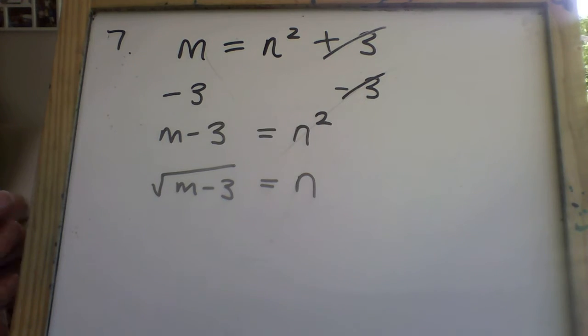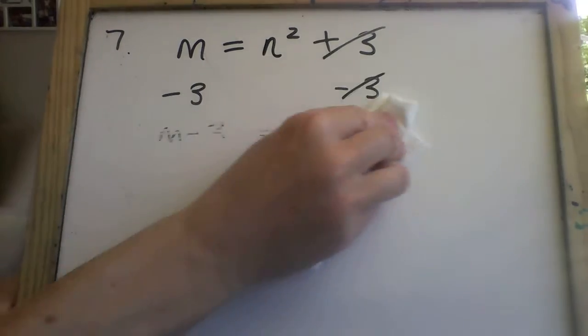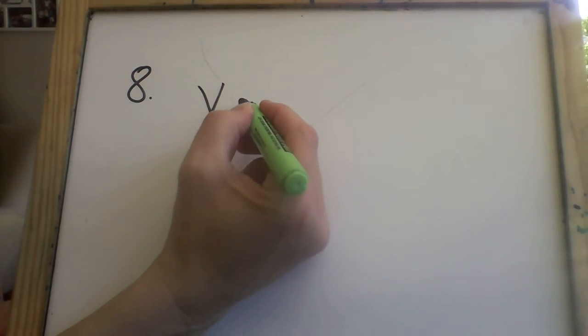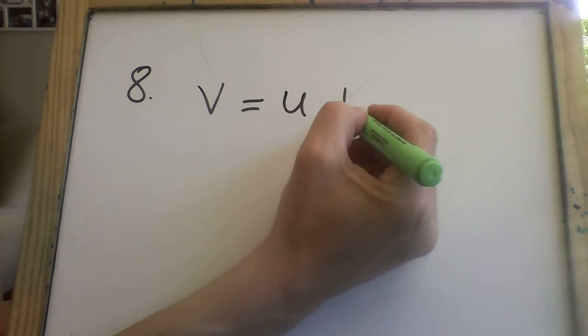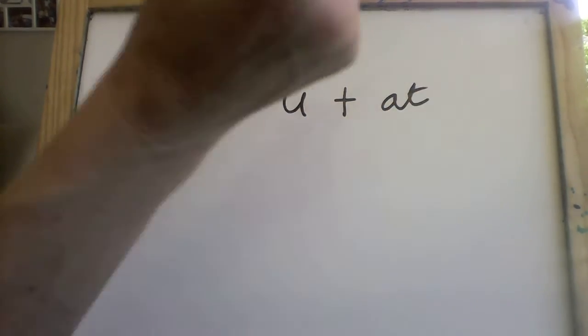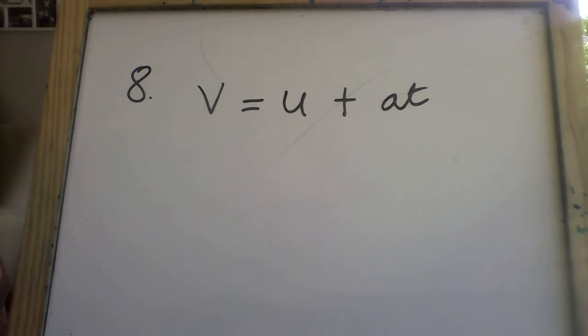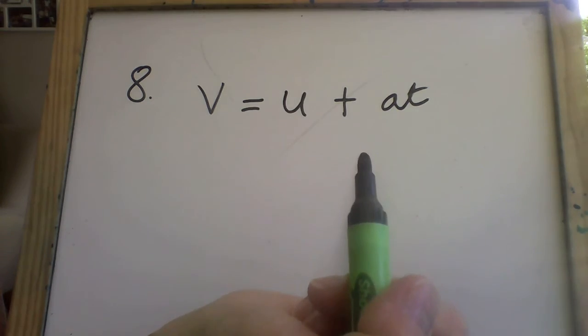Okay, pause the video if you need to have a think about it and a look and have a go yourself. And then finally, we're going to do number 8, which is v equals u plus at. And I think it wants you to make A the subject.